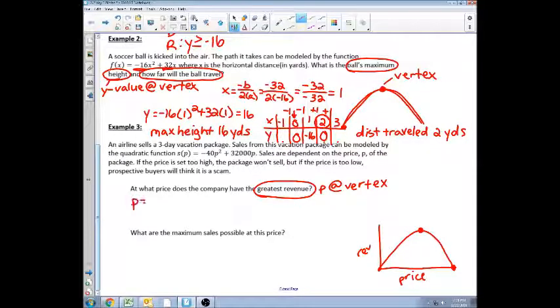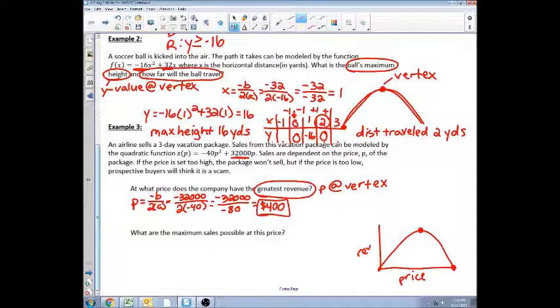So P would equal the opposite of B over 2 times A. My B value is 32,000. So it'll be negative 32,000 over 2 times negative 40. So that'd be negative 32,000 over negative 80, which equals $400. So the best price for them to sell their package at is $400.